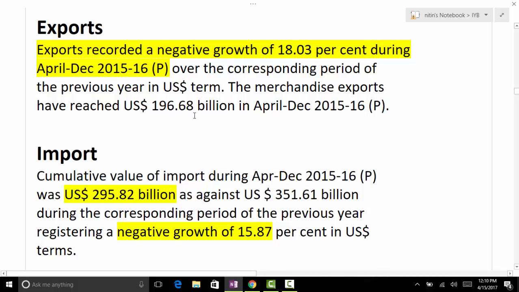Why had exports declined in 15-16? What were the reasons, mainly? If somebody asks you why there had been a decline in export in 14-15, 15-16, or why it has registered negative growth. Because of low global demand. Yes, very good point. Export depends on demand. When the whole world is slowing down, demand is low, so export has declined.